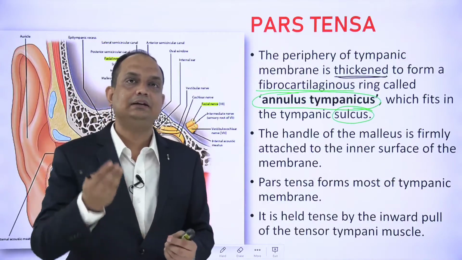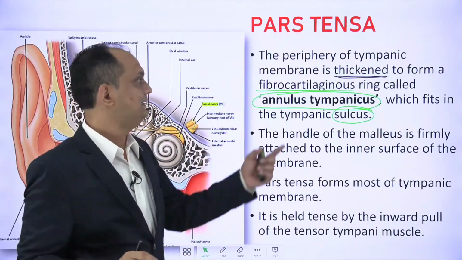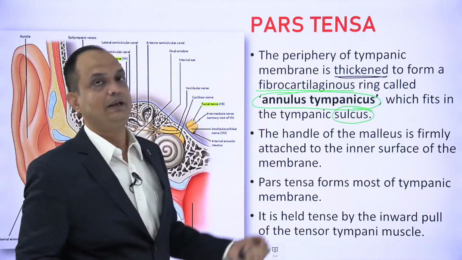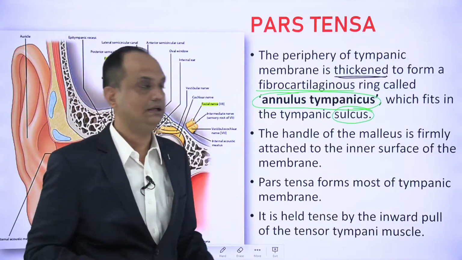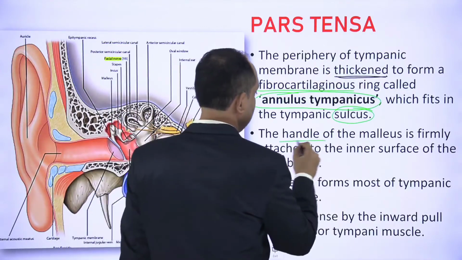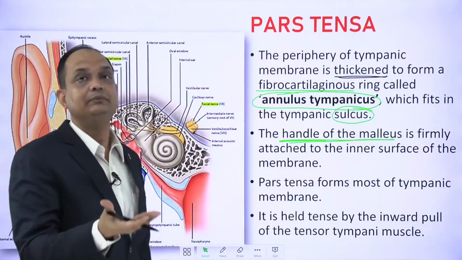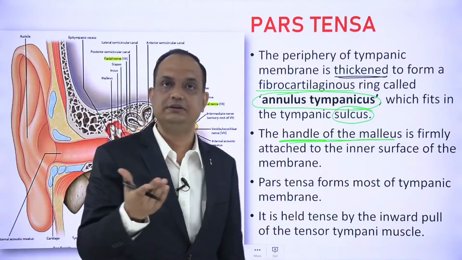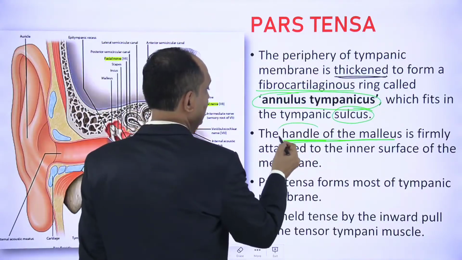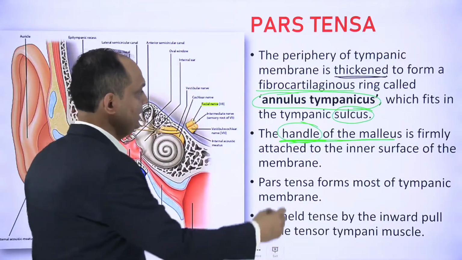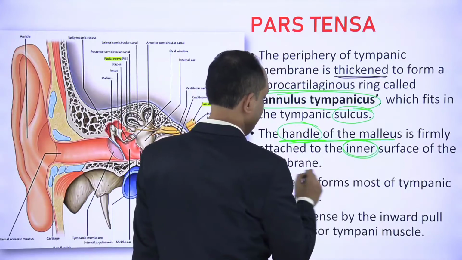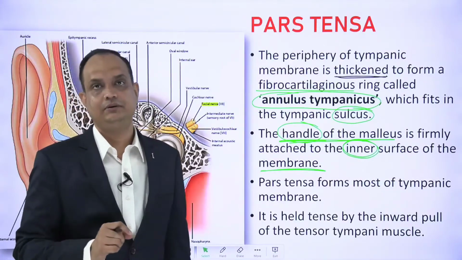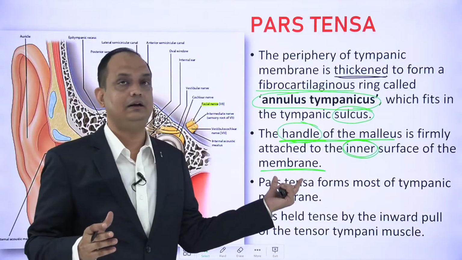Clear? So there is a groove present in the bone, and inside that groove this thick margin sets itself. That margin is known as the annulus tympanicus, and that groove is known as the tympanic sulcus. Now there is an important structure known as the handle of malleus. We know that inside the middle ear you have the ear ossicles, and there are three ossicles: malleus, incus and stapes. The malleus bone has a part known as the handle. This handle is firmly attached to the inner aspect of the tympanic membrane, and it is responsible for the tensioning because a muscle is attached to this handle.